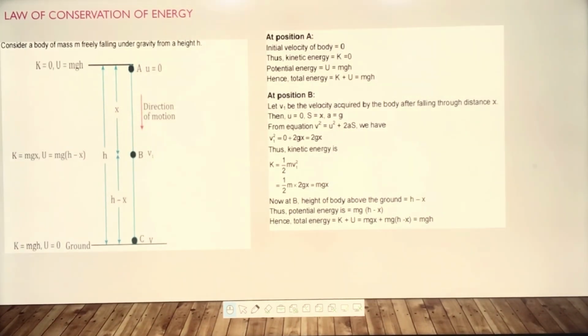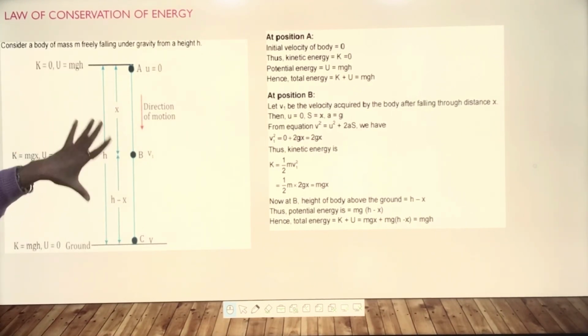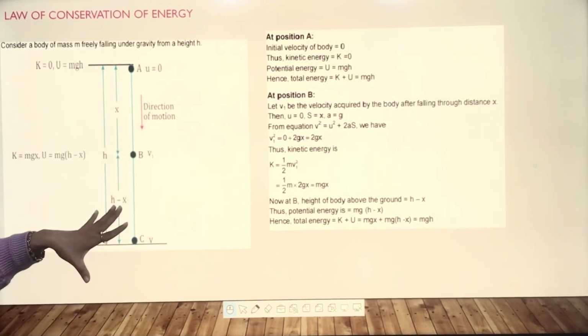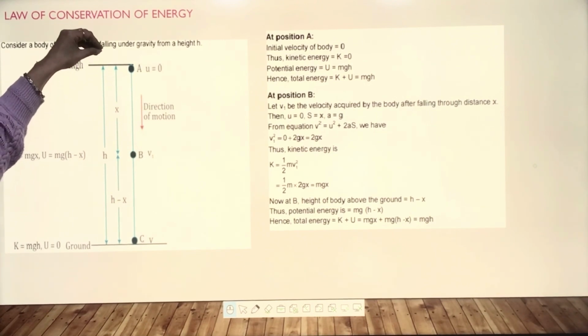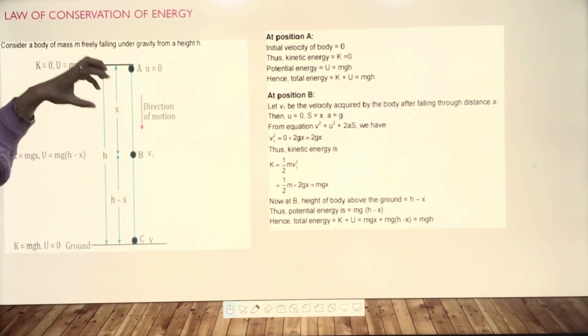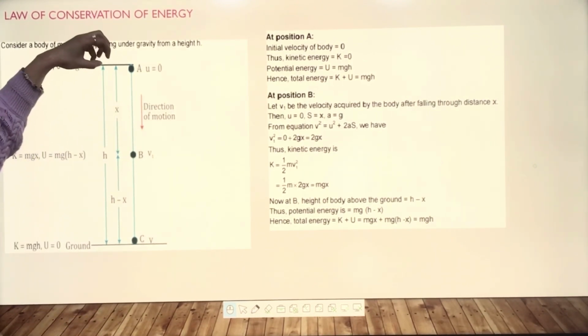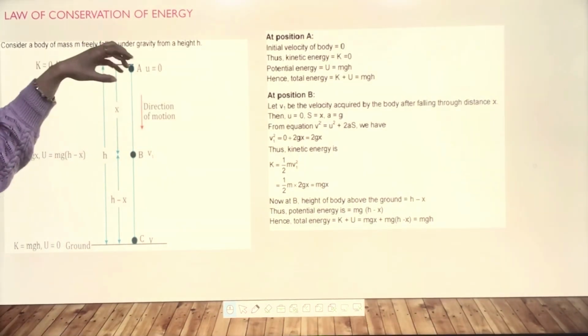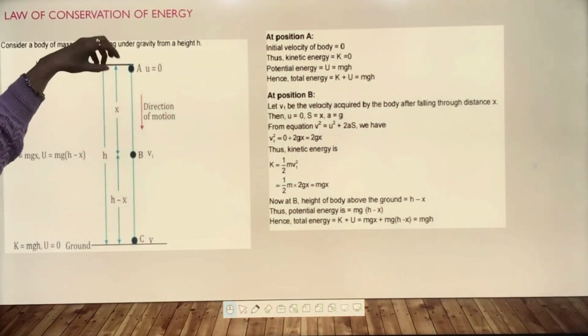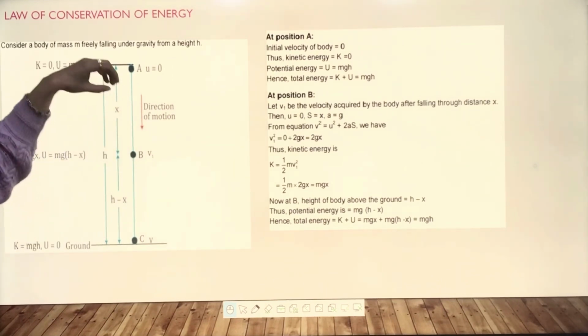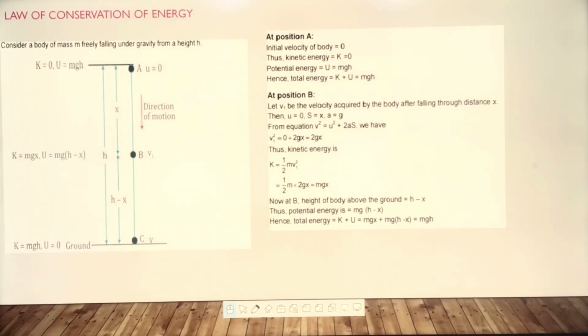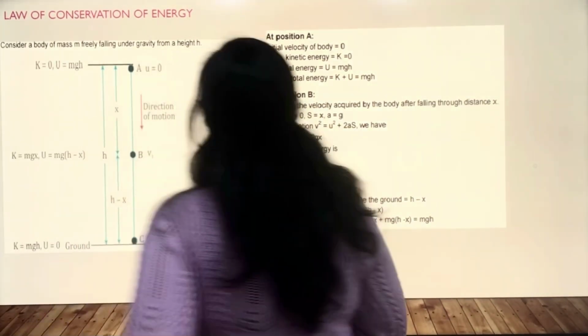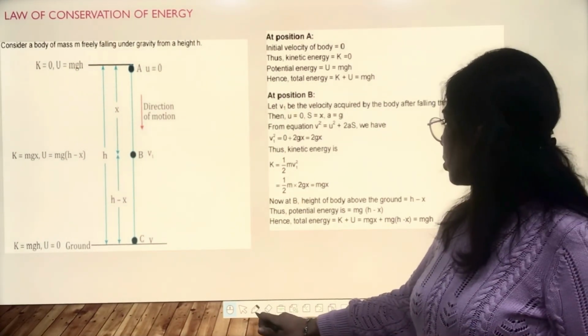So what is there now in this concept? We need to take the body at the height h, and from the height h we need to let it fall. So the concept starts from the free fall. Suppose we are taking a ball or any kind of object and dropping it from the point A.